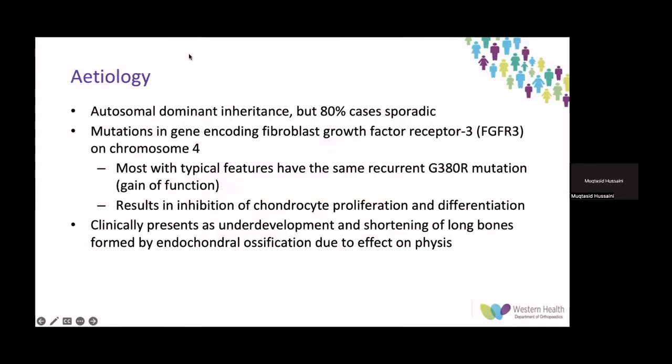In terms of etiology, the inheritance pattern is autosomal dominant, but 80% of cases are actually sporadic. Mutations in the gene encoding fibroblast growth factor receptor 3, or FGFR3, on chromosome 4 are responsible. Most typical features have the same recurrent mutation, which is actually a gain of function mutation. This results in the inhibition of chondrocyte proliferation and differentiation. Clinically, this presents as underdevelopment and shortening of the long bones, which are formed by endochondral ossification, due to its effect on the physis.